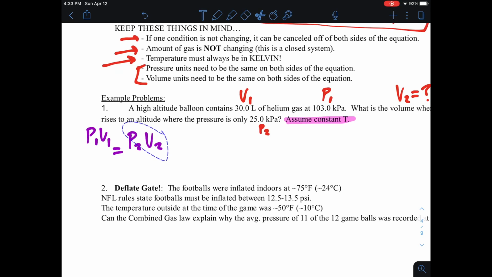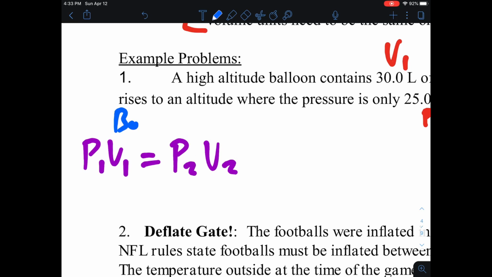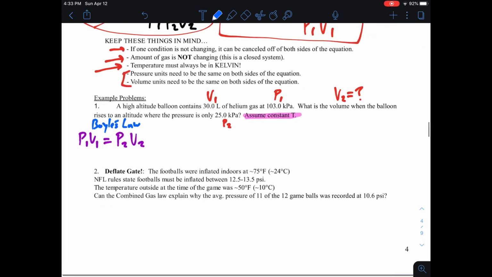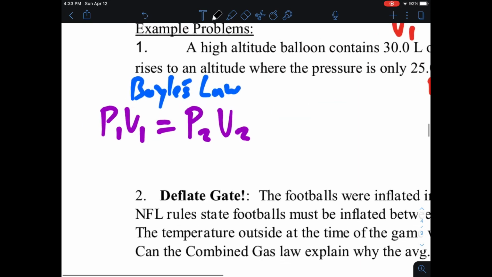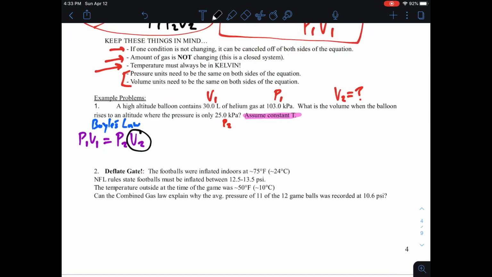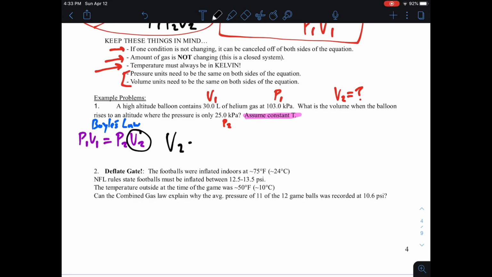This equation, when you get rid of temperature, there's actually a name for this equation. Some of you may have done a video about this one. This is called Boyle's Law. You do not need to know the name of the laws, but just know that they're real. They exist. And in this case, we're solving for the second volume, this one right here. So our next step is to isolate that variable. V2 equals P1 V1 over P2.